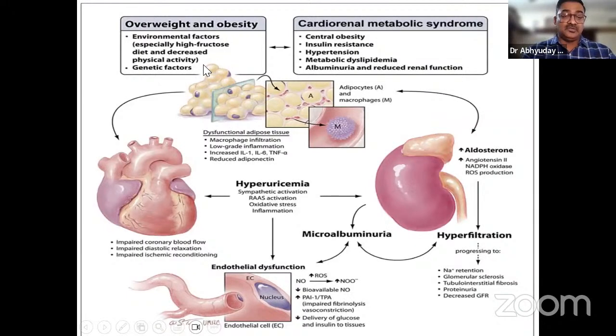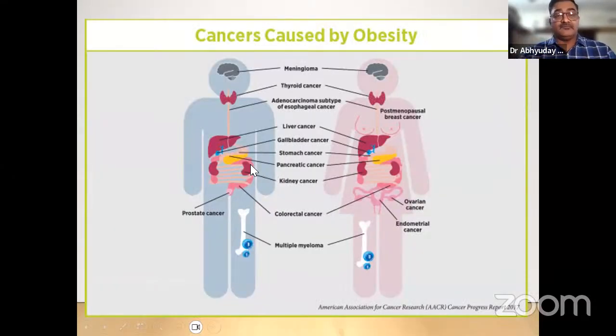Again, they all lead to cardiorenal metabolic syndrome, hyperuricemia, increased aldosterone levels, leading to hypertension, microalbuminuria, endothelial dysfunction, and all. So this is the whole scenario. You can see how some fat cells in a good proportion can help our body to stay fit, but some hormones may lead to malfunction of various organs in the body.